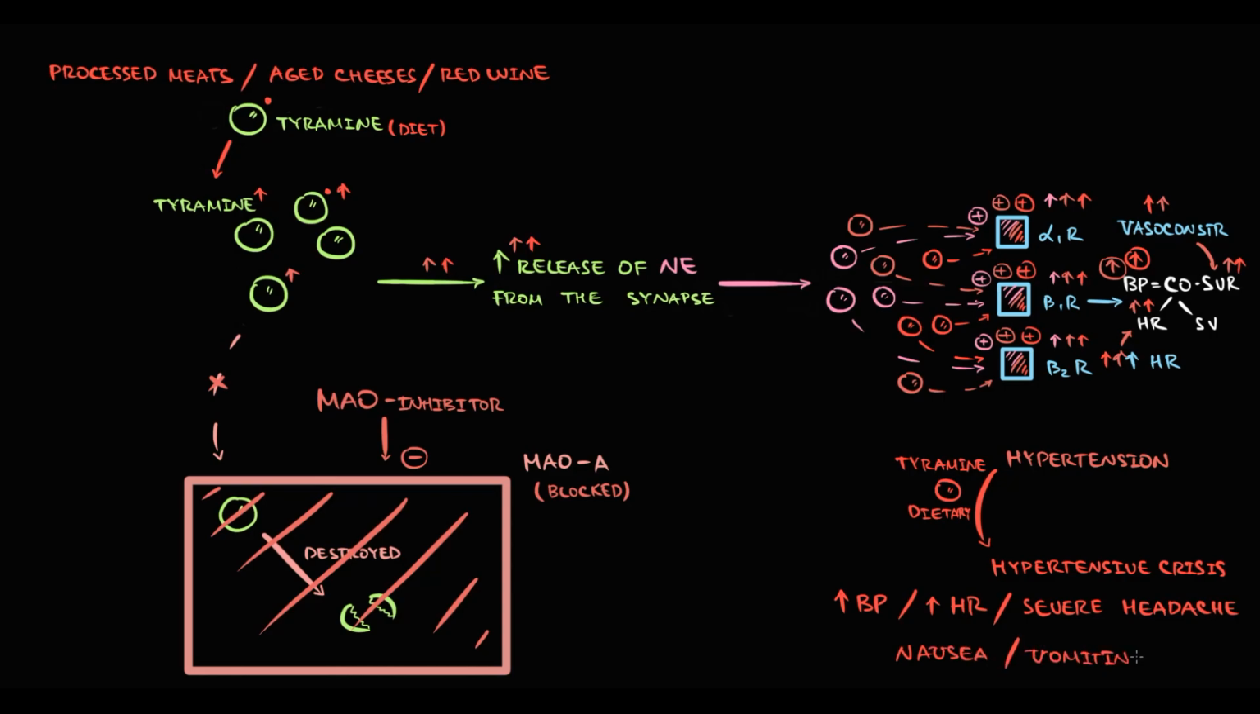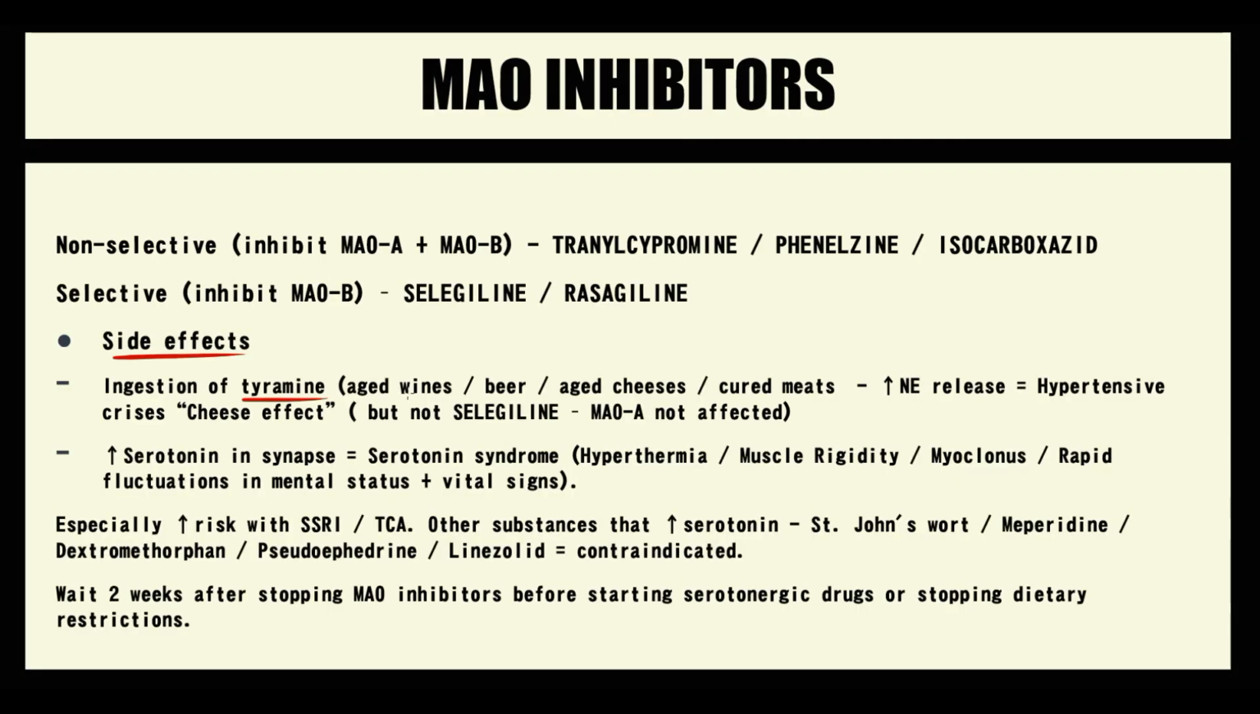But important that selective MAO inhibitors such as selegiline will not cause cheese effect, because they block only MAO B, but MAO A in this case will not be affected. So in a patient on MAO inhibitors, ingestion of tyramine-containing products such as aged wines, beer, aged cheeses, and cured meats causes increase in release of norepinephrine, and with increase in amount of norepinephrine in the synapse, hypertensive crisis can develop. We call this cheese effect. But important that selective MAO inhibitors such as selegiline do not cause cheese effect, because in this case MAO A is still working.